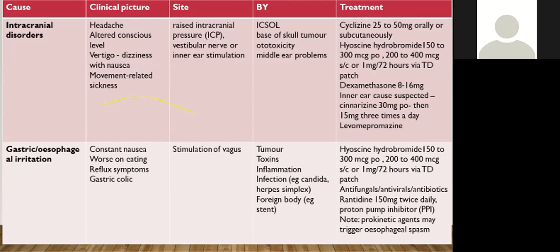So we mentioned H1 receptors. So cyclizine is a drug of choice. If it's not available, you can go for hyoscine hydrobromide or hyoscine butylbromide. Again, intracranial tumors, dexamethasone.